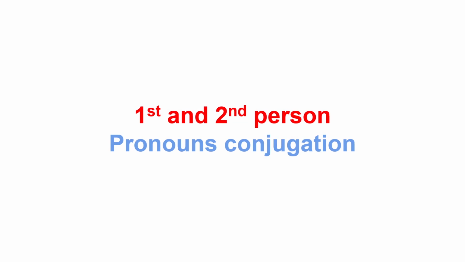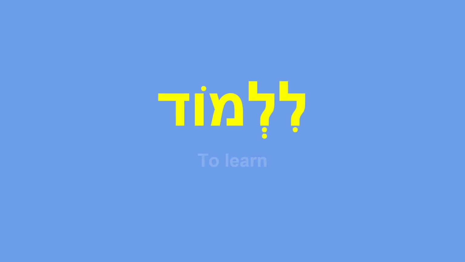First and second person pronouns conjugation. So let's start with the verb lilmod, the verb to learn. So hu lamad is our reference point. This is what we found.